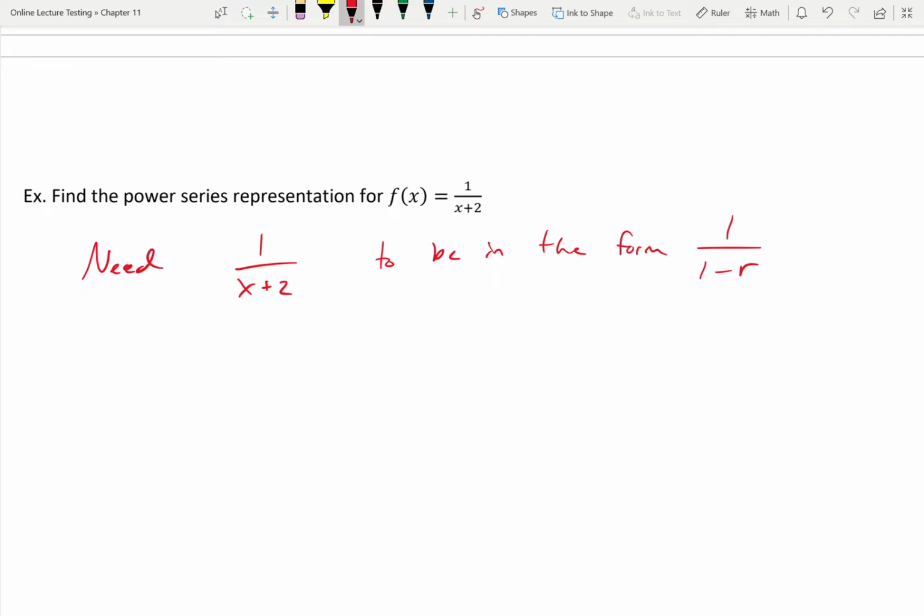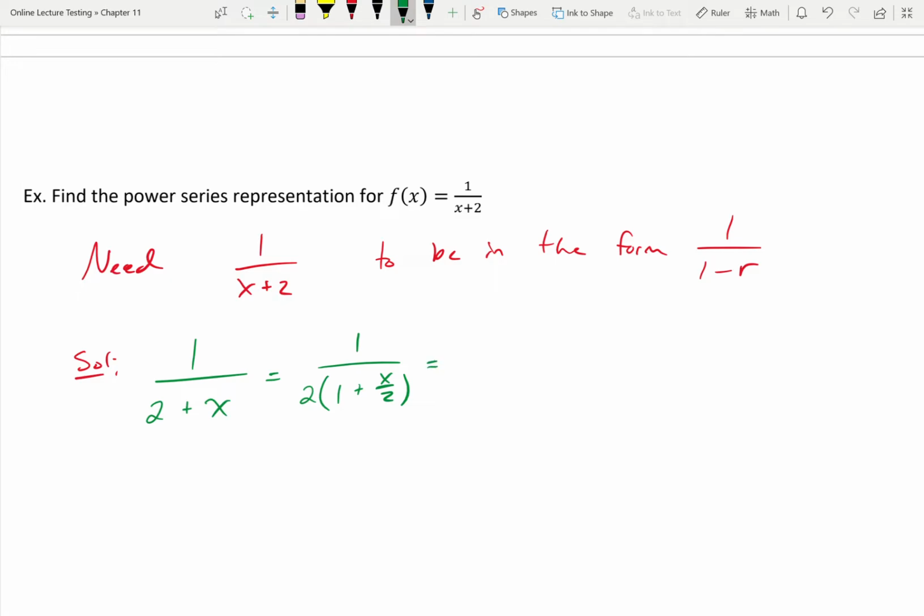All right, so here's our solution. I'm going to rewrite this just slightly. This is why I'm using green here to show the difference. I need this to be 1 minus r in the denominator. Well, the only way to do that is I need a 1 here. I could pull out a 2, and then I'm left with 1 plus x over 2 when I factor a 2 out from both of those.